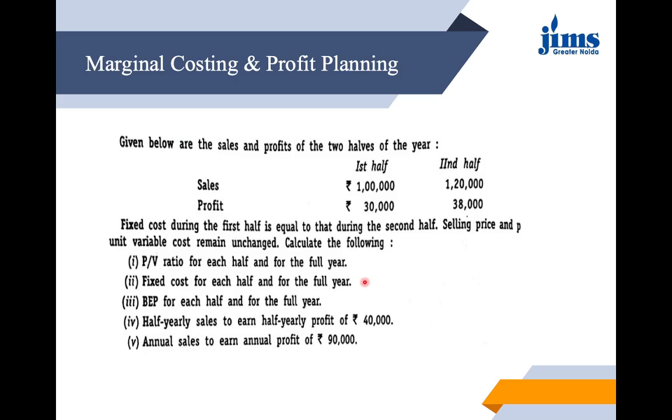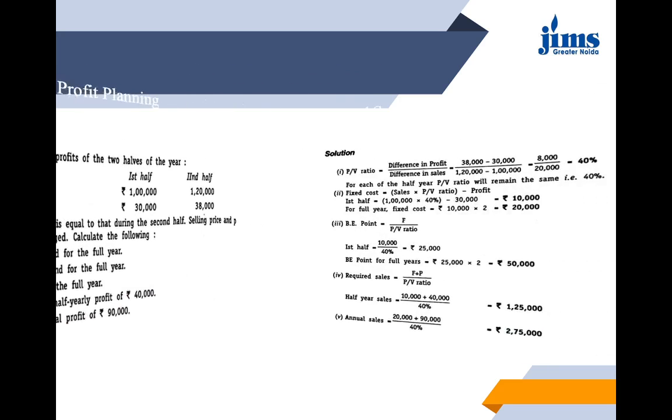Fixed cost also for each half and for the full year. Then your break-even point for each half and for the full year. Half yearly sales to earn half yearly profits of 40,000. Then annual sales to earn annual profit of 90,000. Let us see one by one.